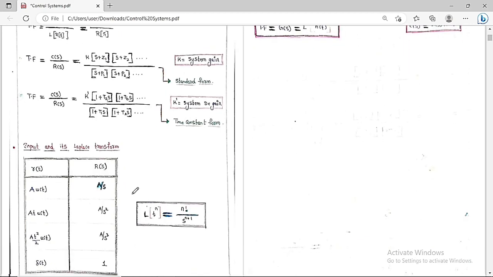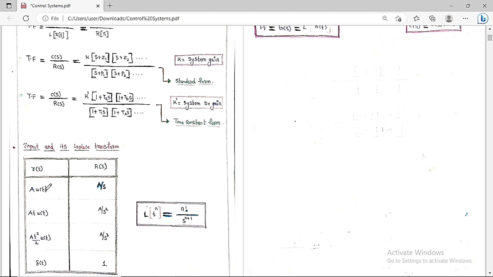Now the other concept is the Laplace transform of input signals. In control systems, we regularly use a few signals, so you always have to know the Laplace transform of these signals and keep it in mind. What are the input signals we use in control systems? R(t) is the input signal, and R(s) is the Laplace transform of the input signal.